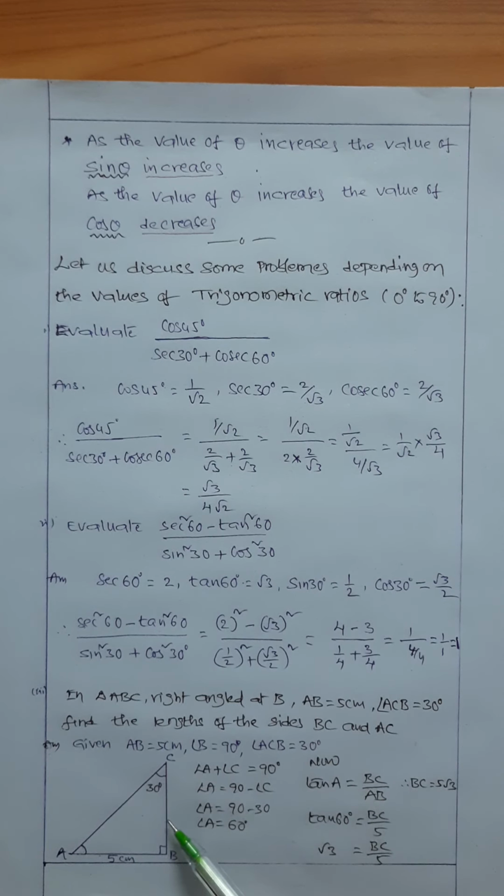So to find BC, which trigonometric ratio can you use? To find BC, you know AB already, so you have to involve the ratio of these two sides. The ratio of the opposite side to adjacent side is called tan. That's why use tan. Tan A is equal to BC by AB. That is tan A means tan 60 degrees. Tan 60 is equal to BC by 5. Tan 60 is root 3. Root 3 is equal to BC by 5. BC is equal to 5 root 3.